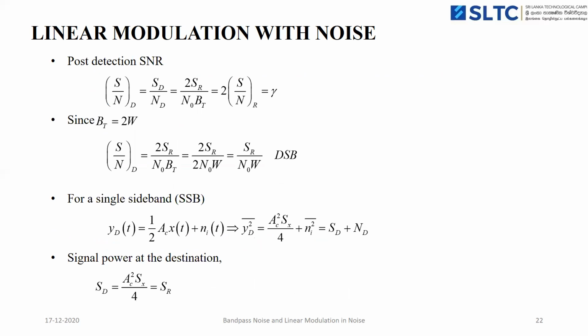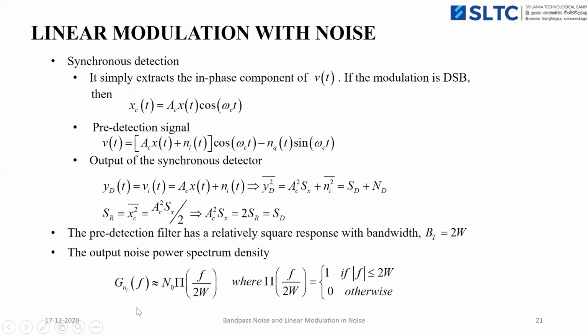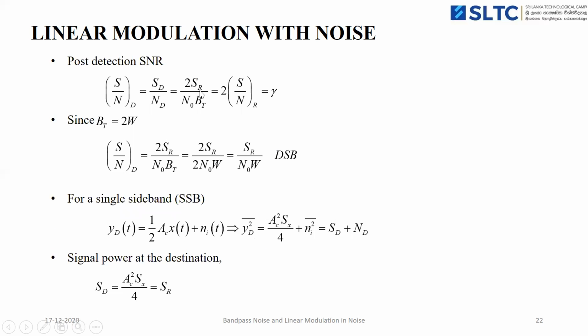Now, post-detection SNR means that after passing through the low pass filter, we are measuring the SNR. It is the ratio of Sd by Nd. We already got the expression for Sd, so Sd equals 2 into SR. We substitute 2 into SR, and the noise power Nd, meaning noise power at the destination, equals the product of N naught into BT. We can write this term as 2 into the ratio of S by N at R, which is denoted by gamma. Gamma is the signal-to-noise ratio at the destination. Because we are using double sideband modulation, the bandwidth BT equals 2W. So replace BT with 2W, and the 2 will be cancelled. Then the signal-to-noise ratio at the destination equals the ratio of SR by N naught W for double sideband modulation.